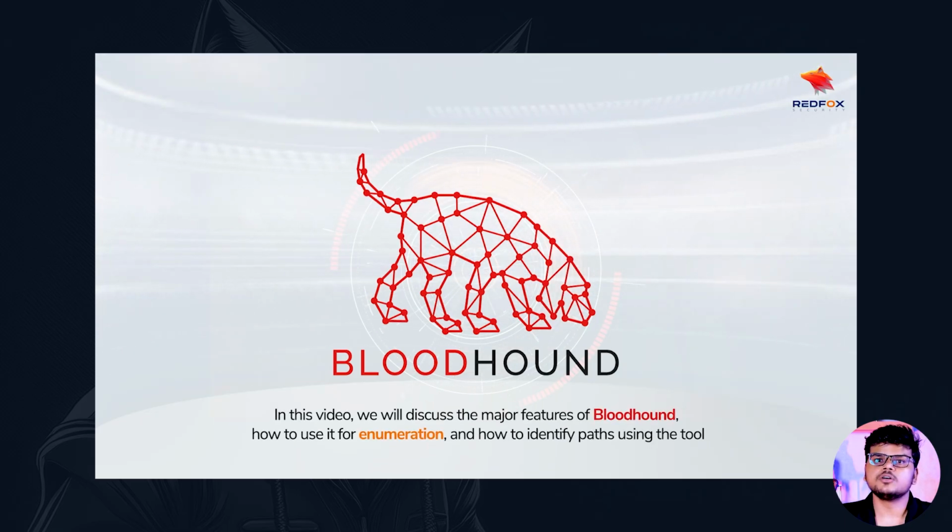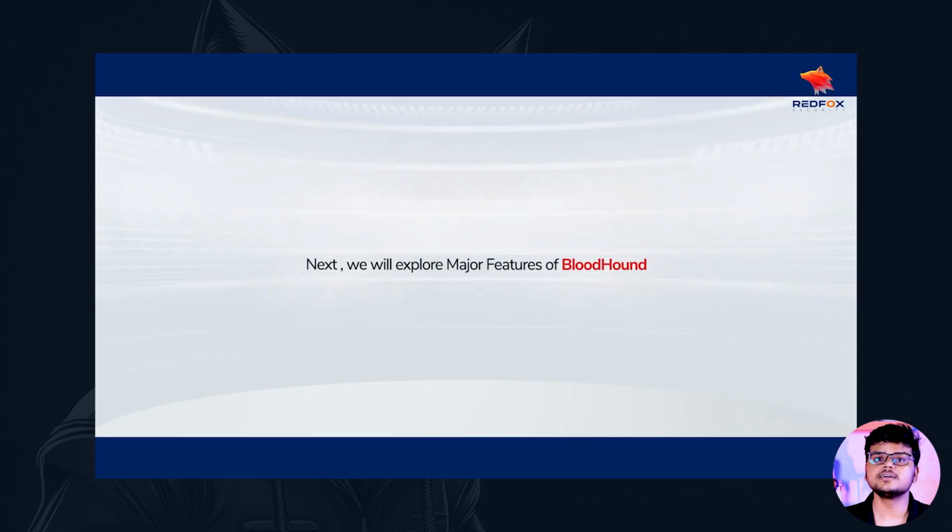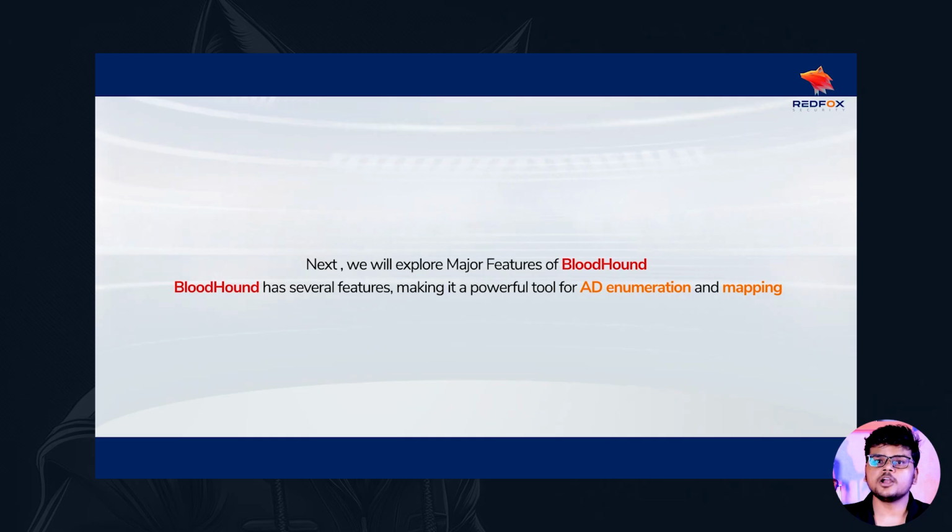In this video, we will discuss the major features of BloodHound, how to use it for enumeration and how to identify paths using this tool. Next, we explore the major features of BloodHound. BloodHound has several features, making it a powerful tool for AD enumeration and mapping. Some of its major features include the following.